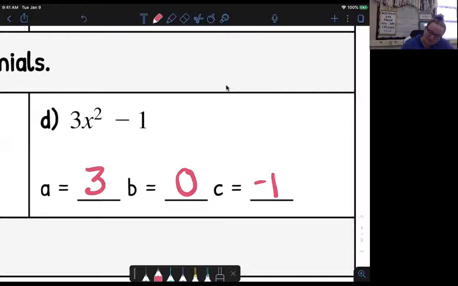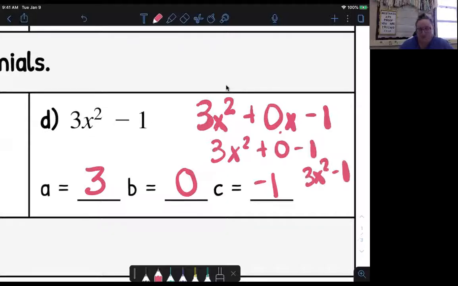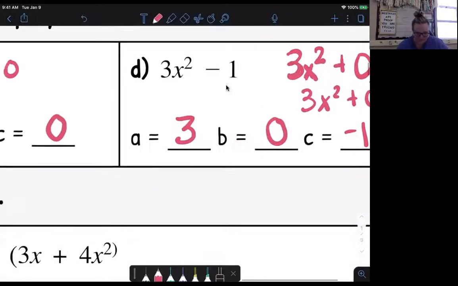So this is technically 3x squared plus 0x minus 1. That negative 1 is still your constant, so that's c. The 3 is the coefficient of x squared, so a would be 3. And then b is 0, because what is 0 times x? Isn't 0 times x just 0? And then what would 0 minus 1 be? Well, then it would just be 3x squared minus 1. So hopefully you got that right.